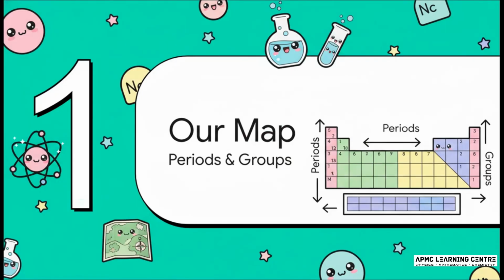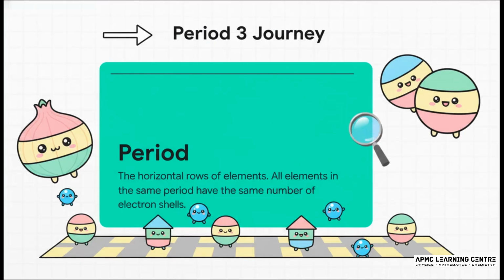Now, before we really get going, we've got to know how to read our map. And that means understanding two key things, periods and groups. Honestly, once you get these, you've pretty much got the key to the whole thing. Okay, first up, periods. Super simple. These are just the horizontal rows you see going across the table. You can think of them like streets. And here's the cool part. Every element on the same street, or in the same period, has the exact same number of electron shells. For our trip today, we're going to be cruising right across period 3.